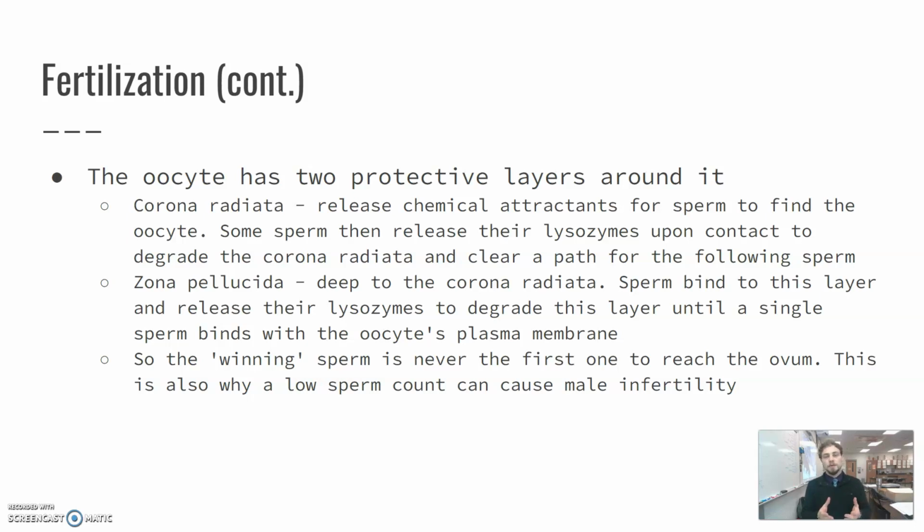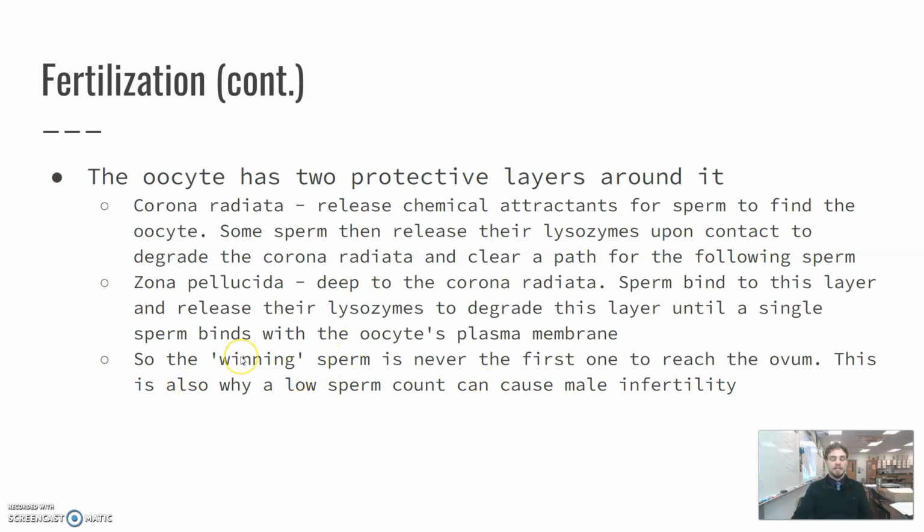The second layer is going to be the zona pellucida. It's going to be deep to the corona radiata, and this is going to be the layer where sperm are going to bind and release their lysozymes to degrade this layer once you have a sperm that makes it past the corona radiata. And they're going to degrade this layer until a single sperm is going to reach the plasma membrane, which sits deep to the zona pellucida. That sperm is going to bind to that plasma membrane, and it's going to be the one that's going to get to fertilize that oocyte.